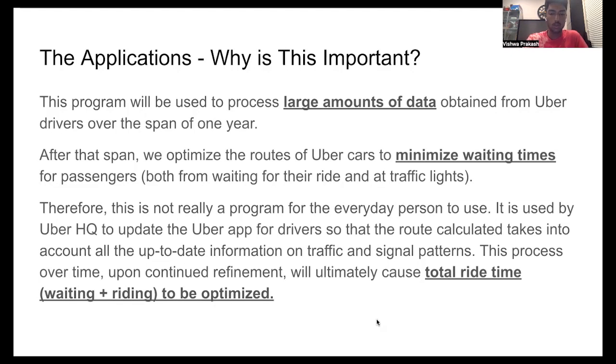So the program isn't really for the everyday person to use. It's not really like your GPS. Rather, it is used by Uber HQ to update the Uber app for drivers so that the route calculated takes into account all the up-to-date information on the traffic patterns and, more importantly, the signal patterns and the delay caused by waiting at those signals. So this process, upon continued refinement over time, will ultimately cause total ride time, waiting time, and riding time to be optimized.